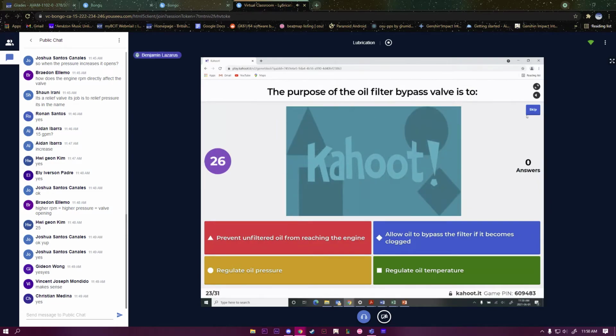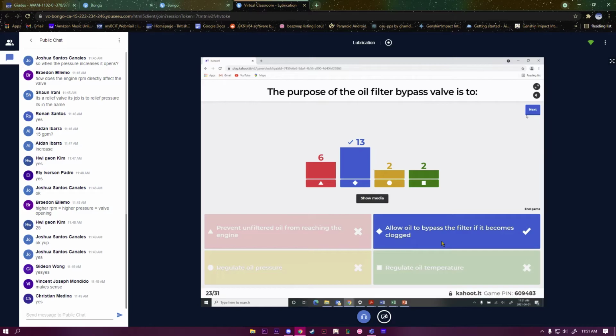So the oil filter bypass valve, it's in the name. It's going to bypass oil around the filter. Do we want to prevent? Well, I guess when it's closed, it prevents unfiltered oil from reaching the engine. But what happens if the filter clogs? Do we not want to allow unfiltered oil to reach the engine?